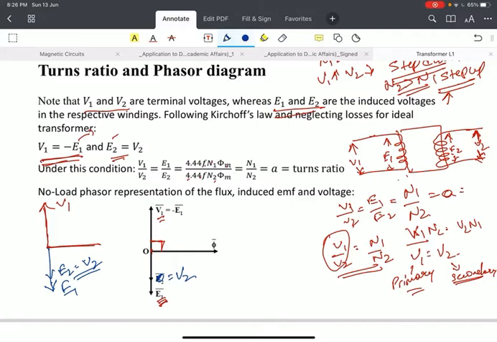Now we understood that there will be an applied voltage V1, an induced voltage E1, an induced voltage across the secondary of the transformer, E2, and a terminal voltage across the secondary, V2. V1 and E1 are in opposite directions because of Lenz's law. However, E2 will be equal to V2 because there is no source connected across the secondary terminal, and V1 by V2 is equal to E1 by E2, which is equal to N1 by N2, which we call the turns ratio a of the transformer.